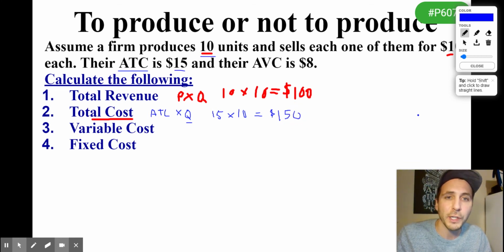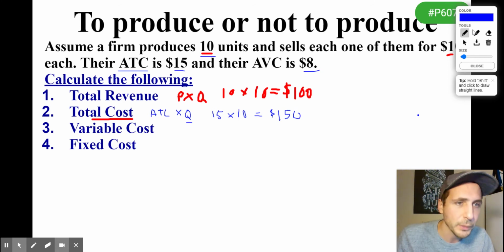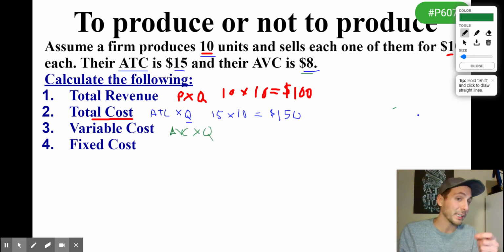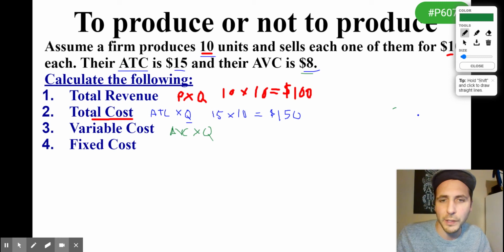Okay, if my average variable cost is $8, can you calculate your total variable cost? Let me change colors here. So let's say my average variable cost is $8 right here. I know average variable cost, AVC, times quantity. That's how you take any average and make it a total. Average variable cost times quantity will equal my total variable cost. So that's going to be 8 times 10. So my total variable cost is going to be $80.